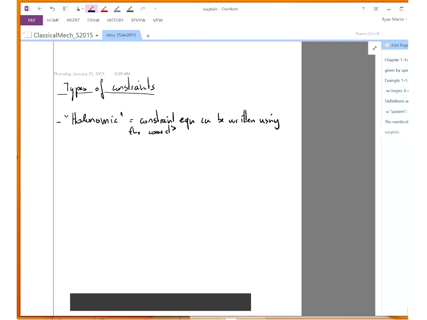It could be that you have two masses connected by a rod, so there's a constraint that the distance between the two masses is the length of the rod, but it could be that the rod changes length with a known function of time. So the constraint equation can depend on time. All right.